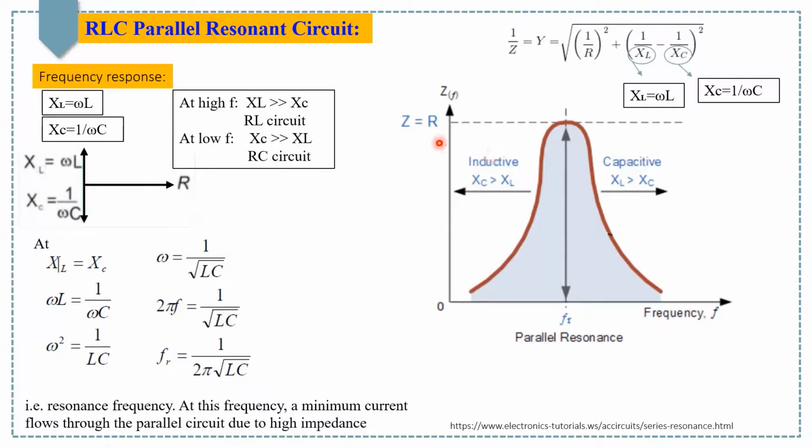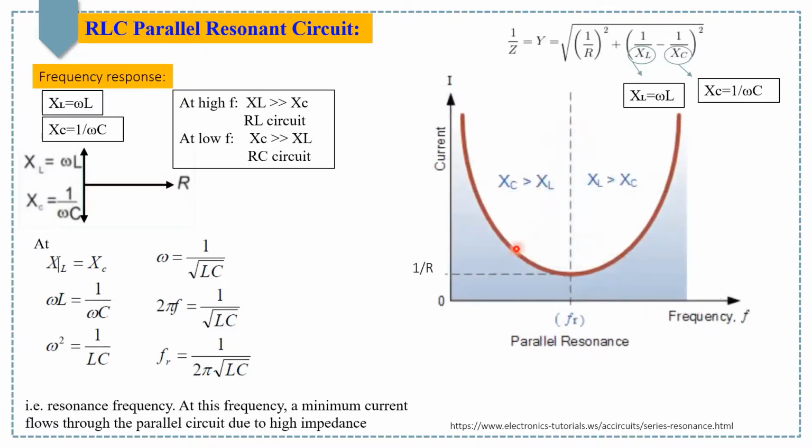Let's have a look at the impedance versus frequency graph, where you can see that at lower frequency, the circuit is more inductive, where X_C is much greater than X_L. And at higher frequency, the circuit is more capacitive, where X_L is greater than X_C. At resonance frequency, Z is at its peak, meaning maximum. It means that the admittance is at its minimum, and that is limiting the circuit current. Hence, it is also called a rejector circuit.